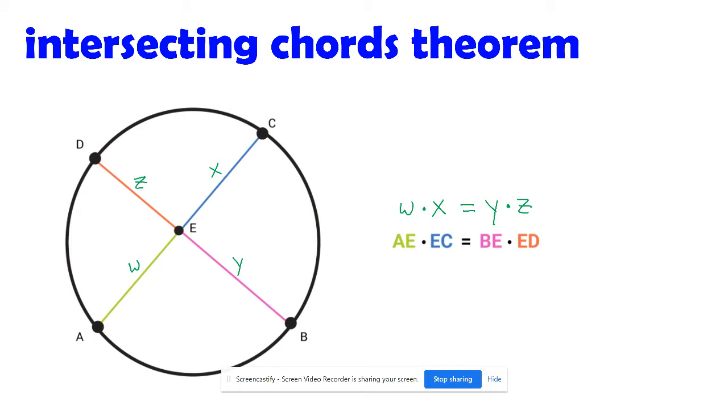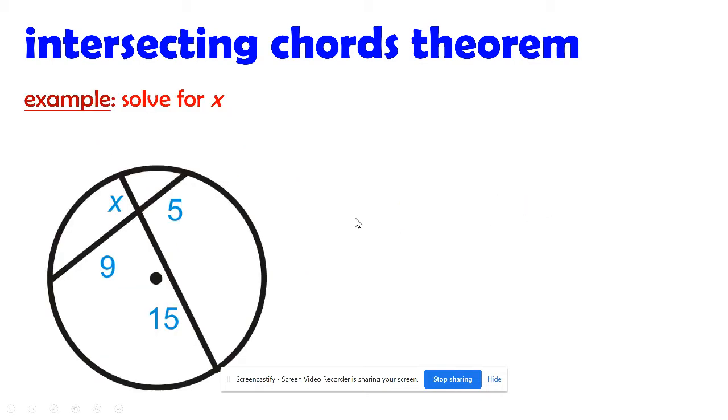So let's look at a couple examples of this and see how it works and how you can use it. So here, I might just draw some arrows to make it really clear what everything's pointing to. X is this little part up here. The 5 is the little part of the other chord here. 9 is referring to this piece right here, and I think 15 is pretty obvious what it's referring to.